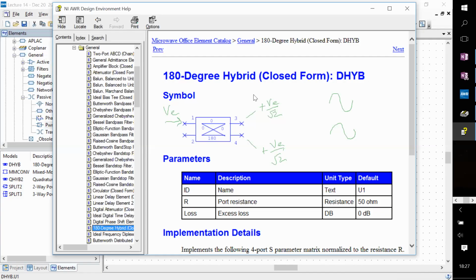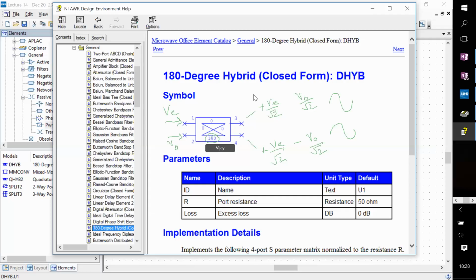But if I send in a signal on port 2, I'm going to call that VO, then you're going to get VO over root 2 and minus VO. Okay, so this root 2, because we are writing in voltages, because it's a power splitter, so the power will be V square over 2 and V square over 2, which will add up to V square, which is basically the power on the inside. Okay. So this 180-degree hybrid, essentially you can think of this as a splitter, which either split in phase or it can give you an out of phase split. Okay, so that's what this 180-degree thing written here means.